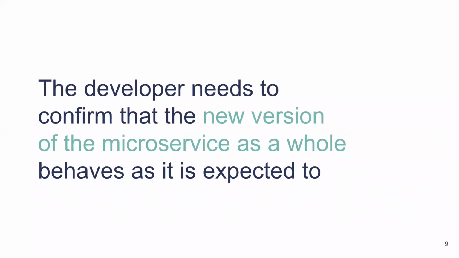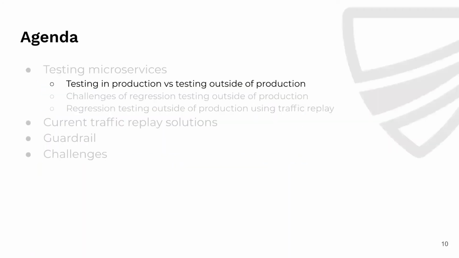From this scenario, we know that Aaron needs to confirm that the new version of the microservice as a whole operates as it is expected to. Another way to say this is we need to test the microservice. And now Aaron needs to decide how to go about doing that test. And there are two broad categories for testing microservices. Those that are done in production, which means the new code is deployed and tested using real traffic, and those done before the service is deployed in production, often using manually scripted traffic. Let's start with what it means to test in production.